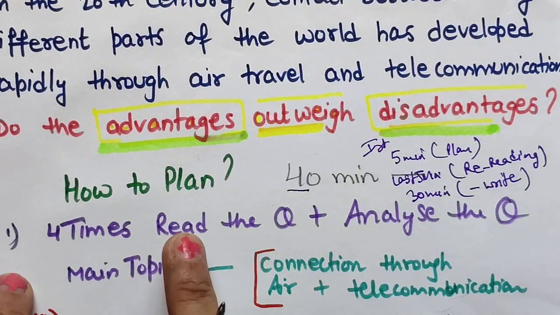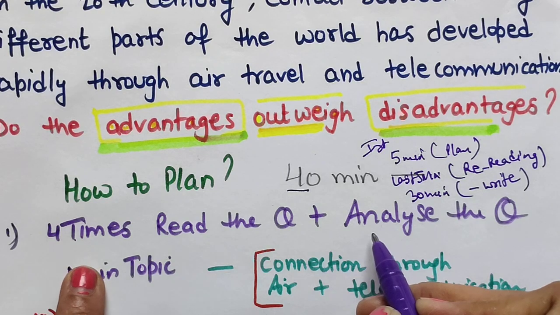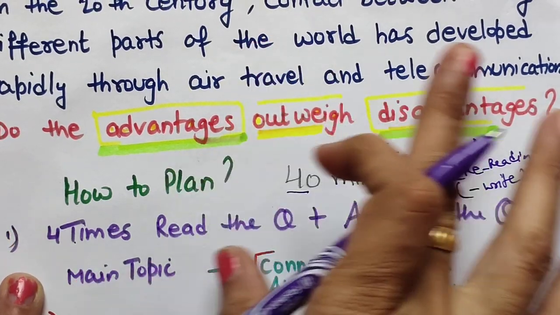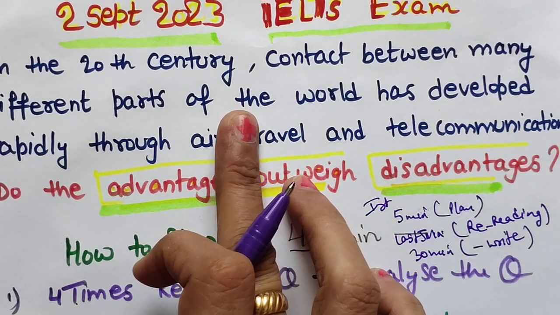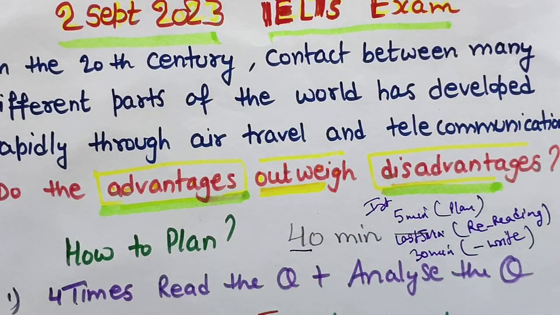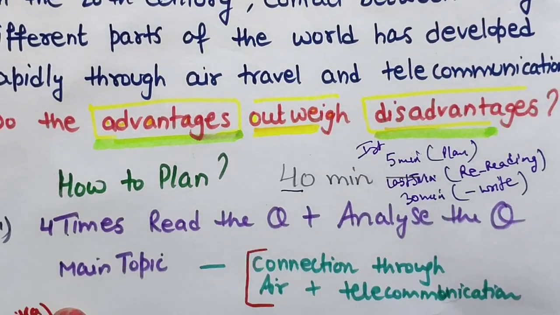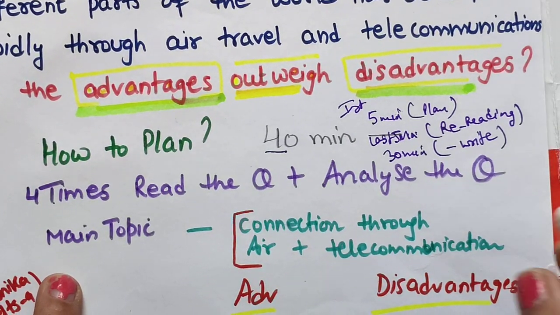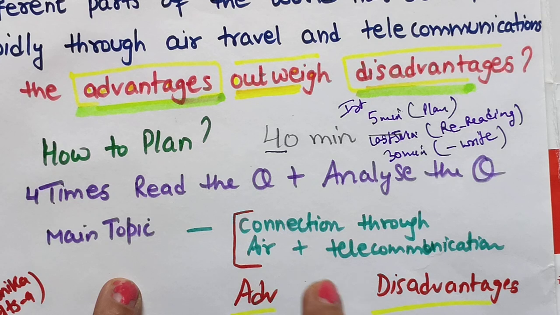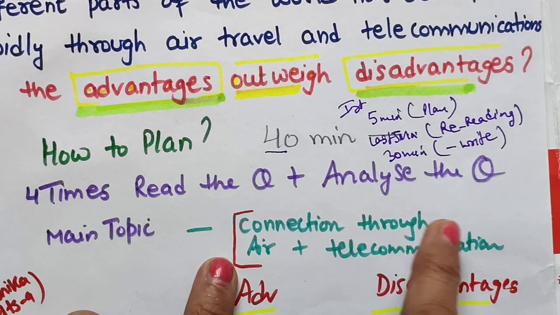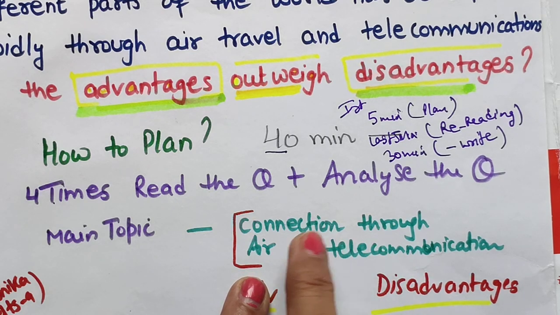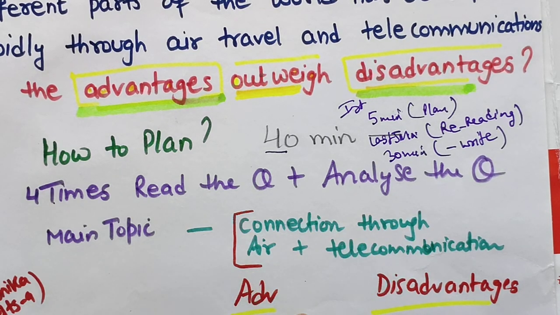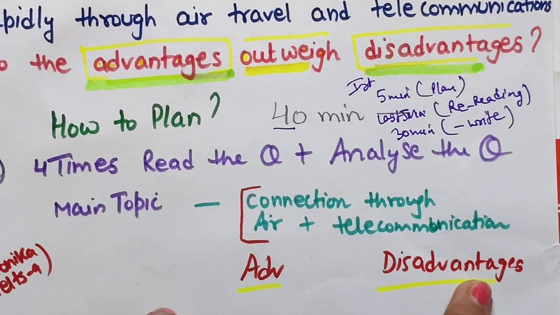Okay, so the first step we have done, the second also we have analyzed. So what is the main topic? Please pause the video and just find out the main topic. I will also tell you. So the main topic here is, of course, the examiner has given the statement: connection throughout the world through air transport and telecommunication. This is true. Okay, so he is asking you to write advantages and disadvantages.